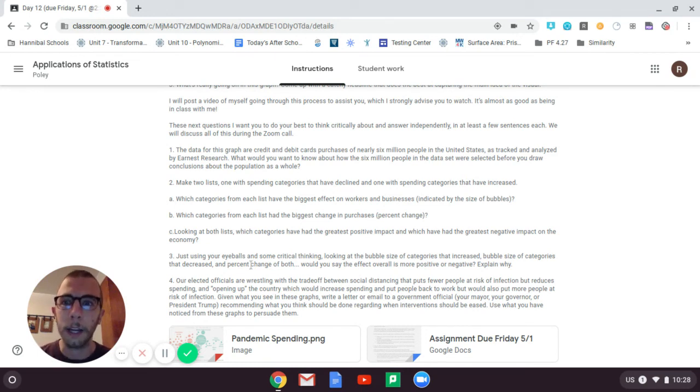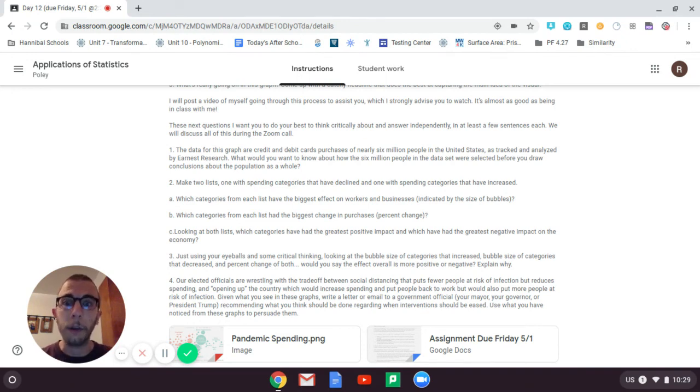Last one, and this is a big one here. Our elected officials are wrestling with the trade-off between social distancing that puts fewer people at risk of infection but reduces spending, and opening up the country, which would increase spending and put people back to work, but would also put more people at risk of infection. Given what you see in these graphs, write a letter or email to a government official, could be your mayor, your governor, or President Trump, recommending what you think should be done regarding when interventions should be eased. Use what you've noticed from these graphs to persuade them.